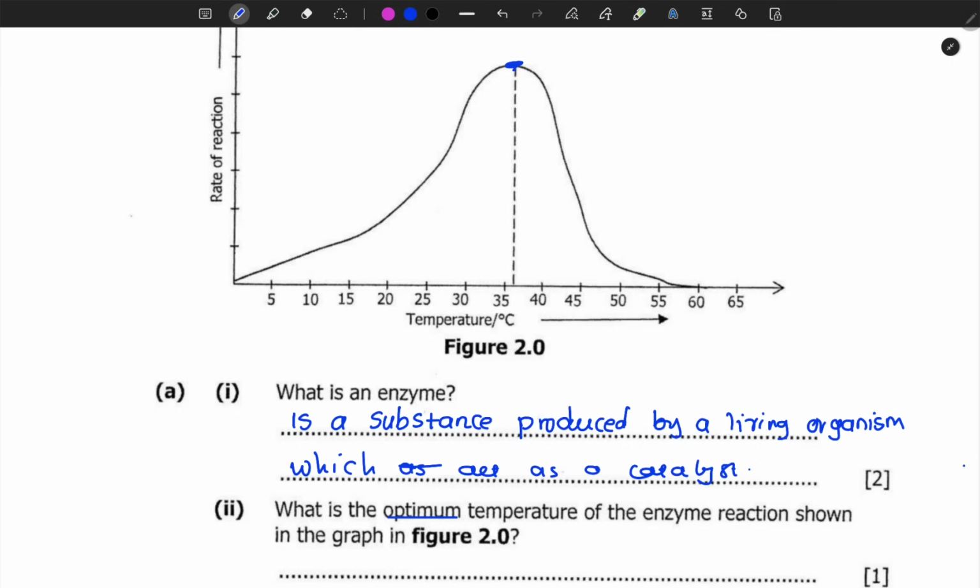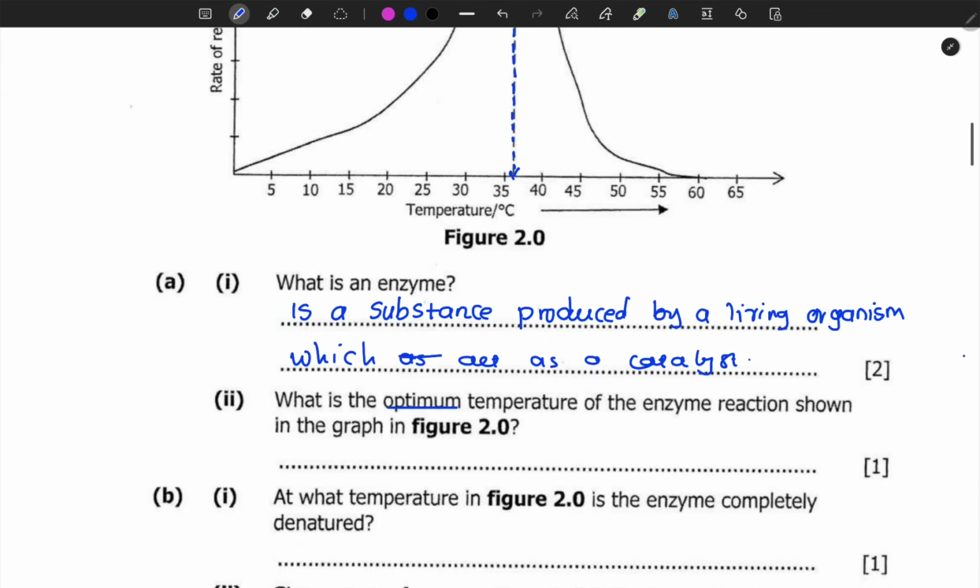So now we need to look at these dotted lines. The point where these dotted lines cut the x-axis represents the optimum temperature. Here the answer may not be the same, depending on how good your sight is or your estimation. From my estimation here, I can say 36 degrees Celsius.